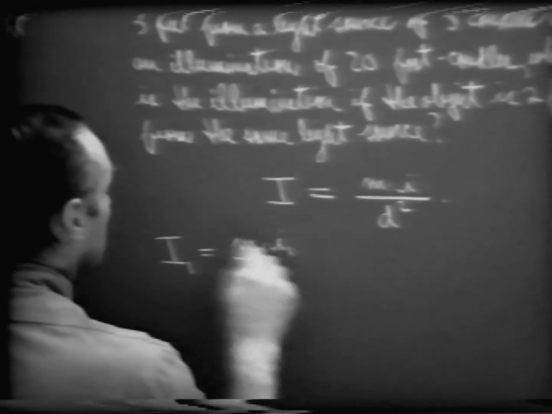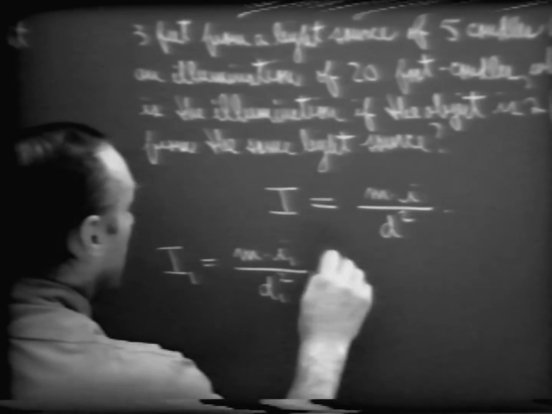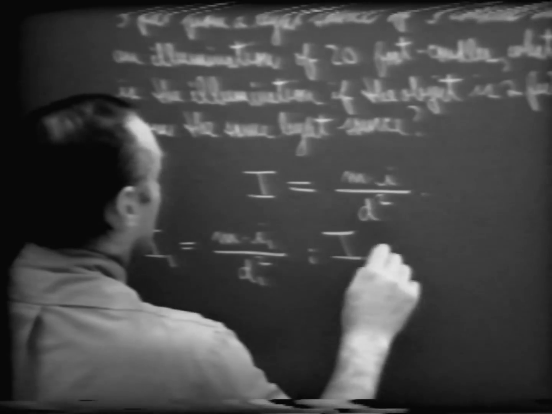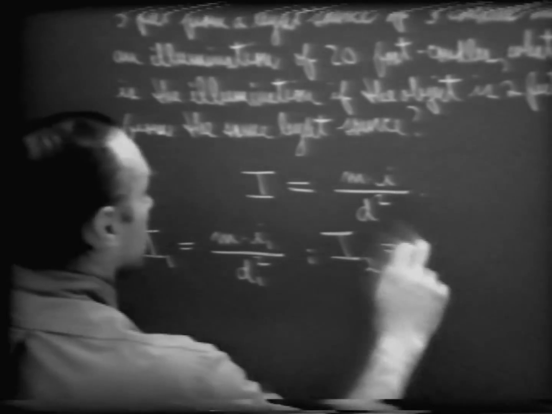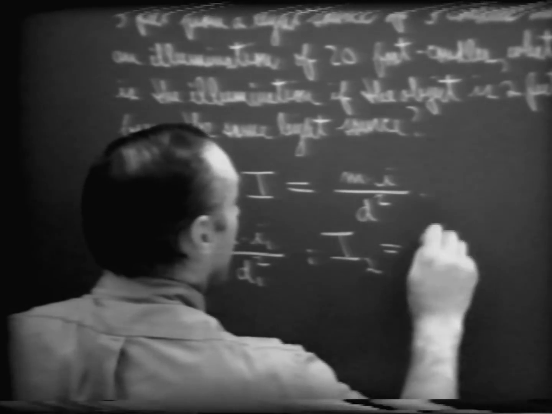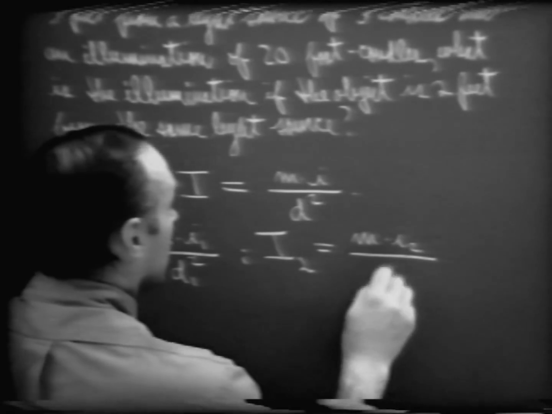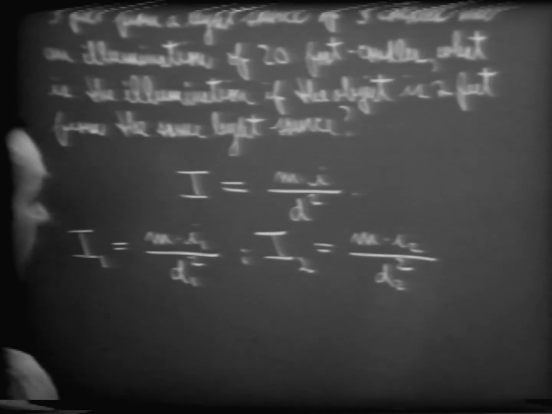Now again, just as we did in example one, let's include some subscript notation. For a particular value of its illumination, let's call it I sub 1, we have what? M times little I sub 1 divided by D sub 1 squared. And then, of course, for some other value of little I and d, we have what? Some I sub 2, some other illumination, which we will write what? M times I sub 2 divided by d sub 2 squared.